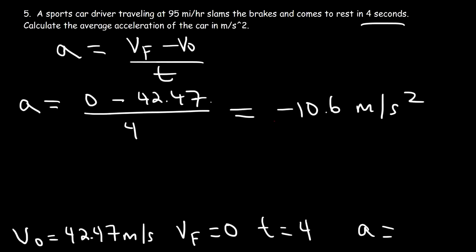Now, why is the acceleration negative? The speed is decreasing. Speed is the magnitude of velocity, but anytime the velocity is decreasing, the acceleration will be negative. And the car is slowing down. It's coming to a stop. And so that's why you should have a negative average acceleration. So that's what it means.